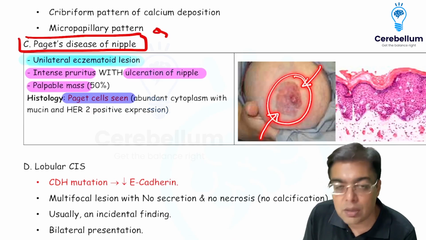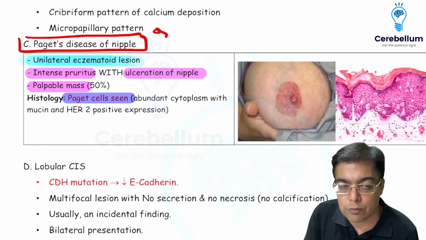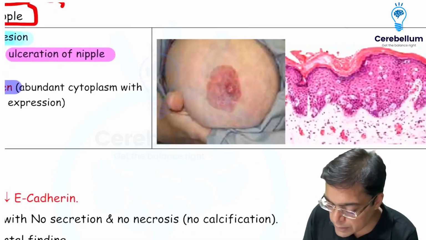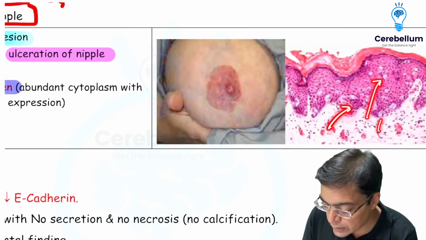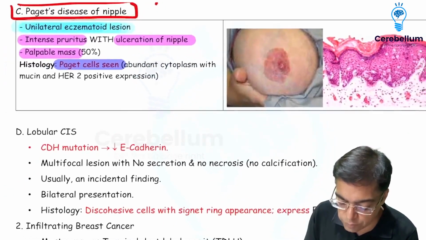It is going to be having intense itching. It is going to be associated with pruritus, and there is going to be the development of an ulceration as well. And the histological appearance is going to show you the presence of cells which contain abundant mucin and are expressing HER2. So that is what is going to be seen in case of Paget's disease.